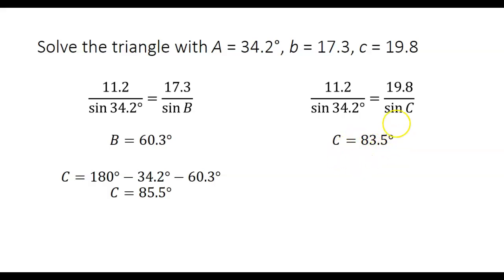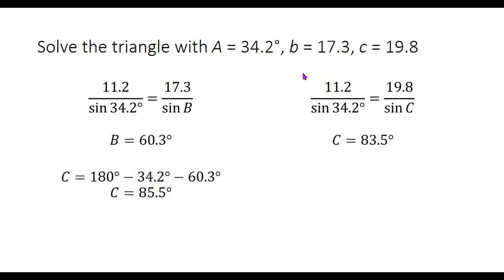Uh-oh, wait a minute. That's close to what we got the other way, but it's not quite the same. One way we got C equals 85.5 degrees. The other way we got C equals 83.5 degrees. Did we make a mistake somewhere? Well, not really. The reason these are different is this number that we were using, 11.2, was not the exact value we got for little a.